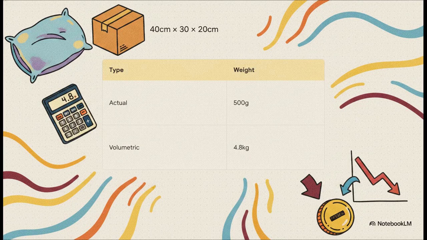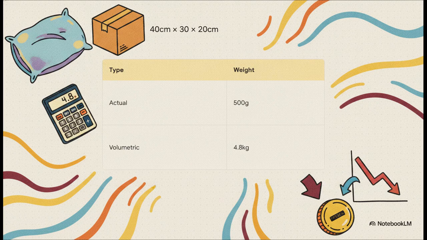Let's look at this example of a large but super lightweight product. Think of a big, fluffy pillow. The actual weight is just 500 grams. It's basically light as a feather. But the dimensions of the box are 40 by 30 by 20 centimeters. If we run that through our formula, 40 times 30 times 20 divided by 5,000, we end up with a volumetric weight of 4.8 kilograms.